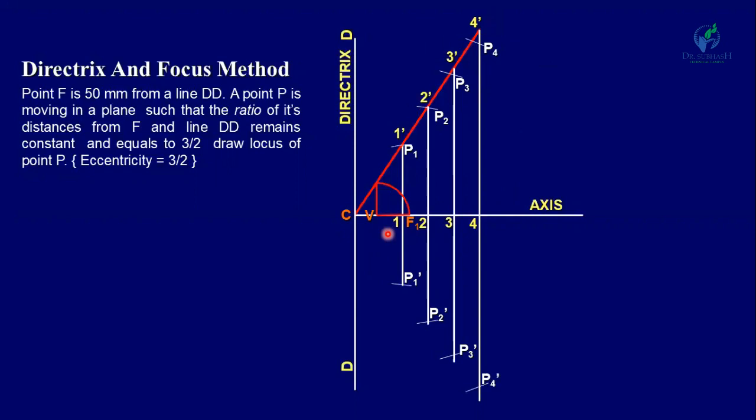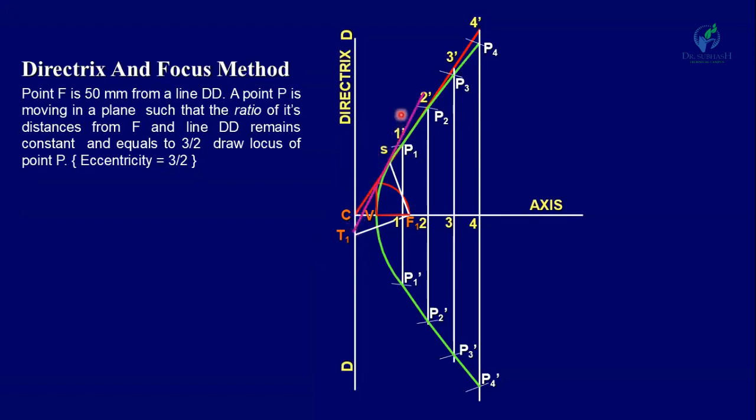Now join all these points by a smooth curve, you will get a hyperbola. Now if you want to draw the tangent and normal at a point S on this hyperbola, for that, first of all, join S with F1 and draw a line which is perpendicular to this SF1. So this line is perpendicular to SF1. This intersection point is T1. Now join this T1 with S.